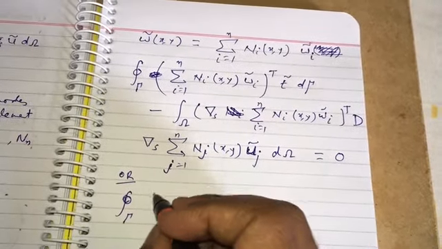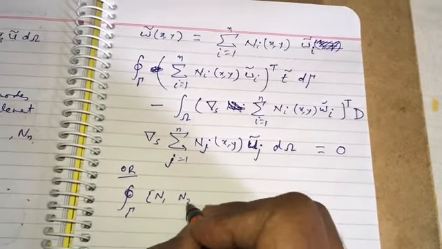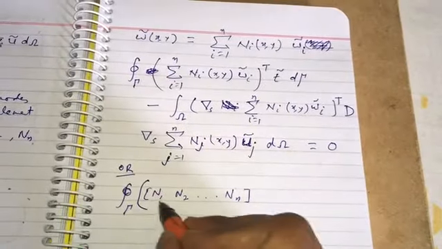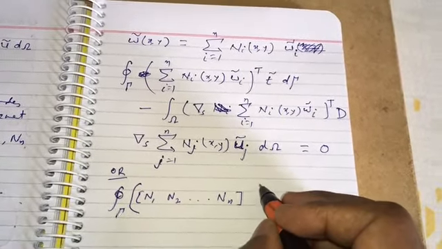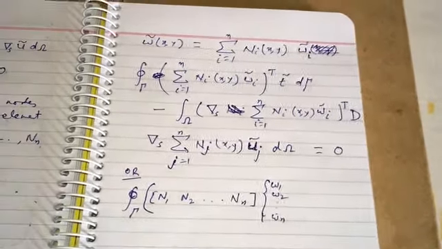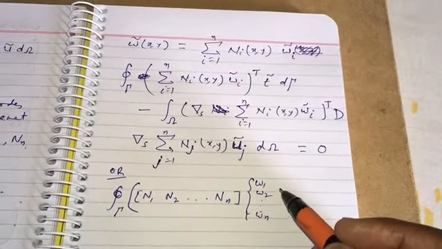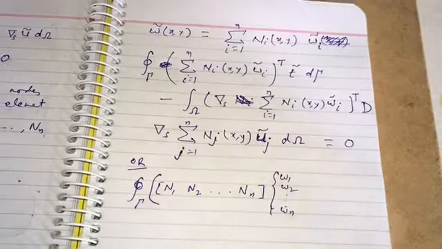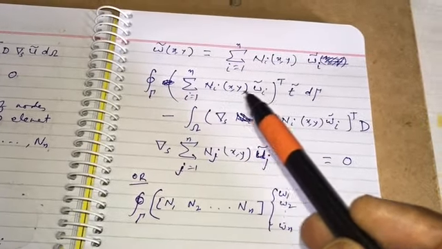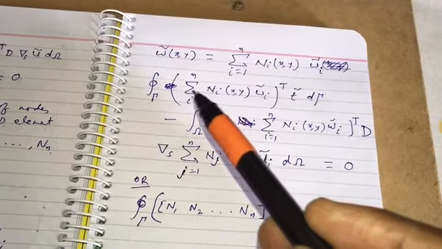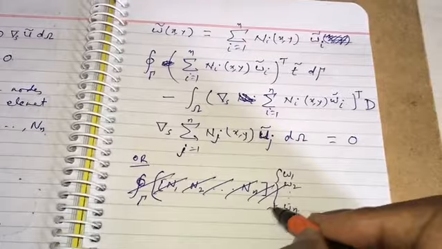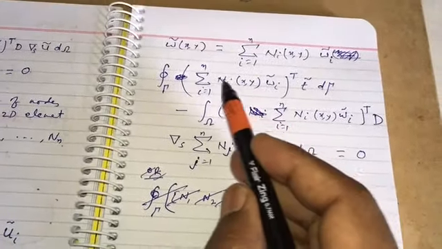Here we can write it like this, so N1, N2 to Nn, again all of these transposed, so we have to make the transpose as well, and here this is w1, w2 to wn. Can we write it like this? First we have to actually see how we can write this summation in a matrix form. So let's not write this right now. Let's first expand what is the meaning of this one.